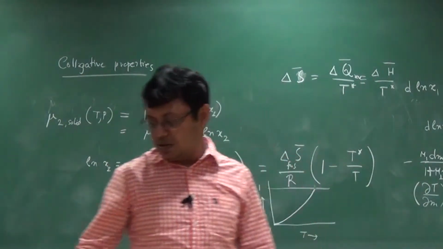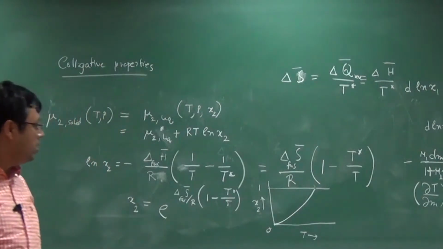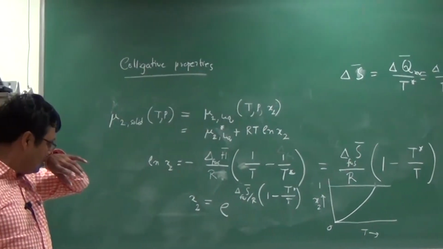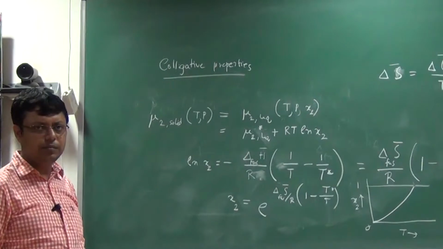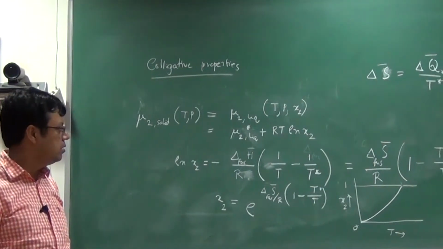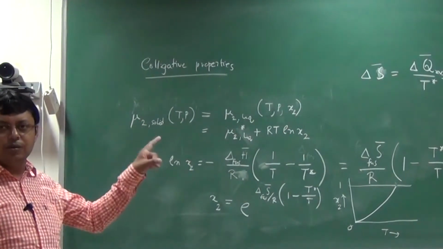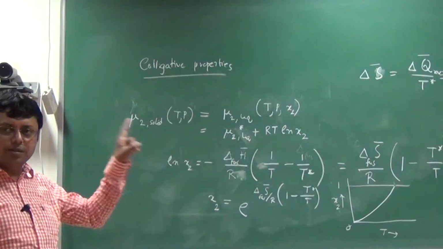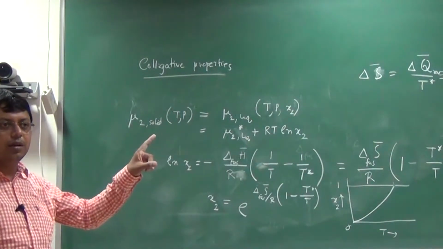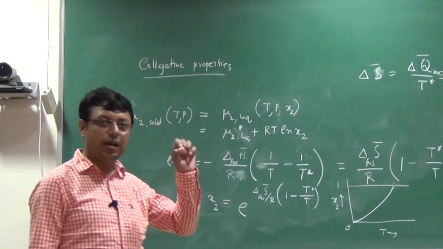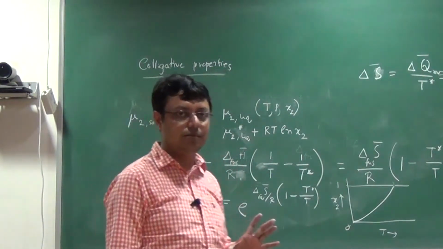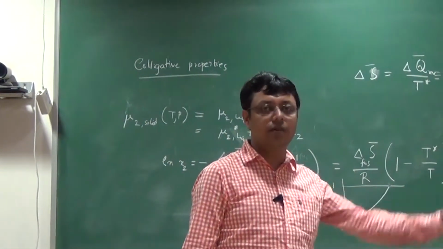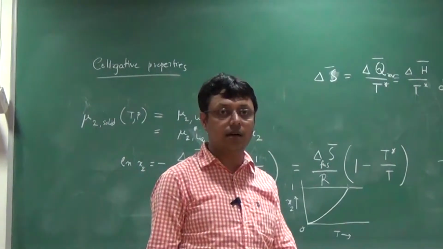The last thing we'll discuss is the osmotic pressure, how we can define the osmotic pressure. All these things, like freezing point depression and elevation of boiling point, are all connected. The starting point is that the chemical potential of one component present in different phases is the same.